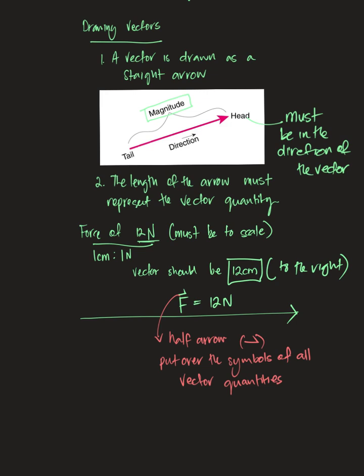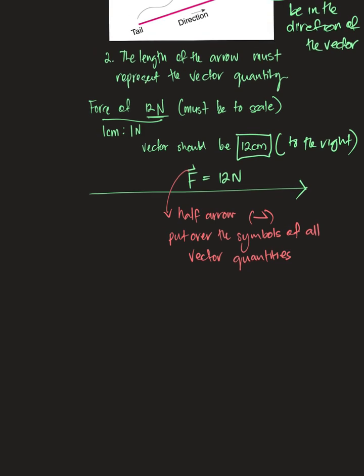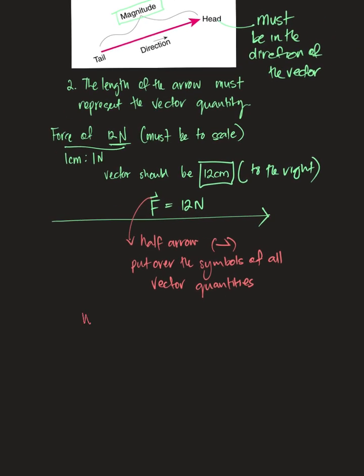For example, if I said weight, what's the symbol for weight? If I had weight, which is W, then I must write it as W with a half arrow like that. Let's say I had acceleration. The symbol is little a, but it must be written with a half arrow like that.